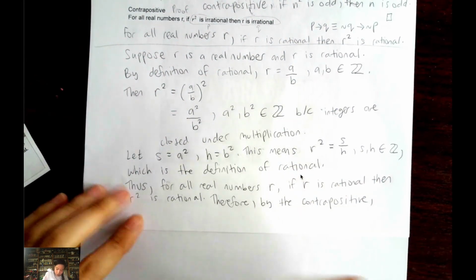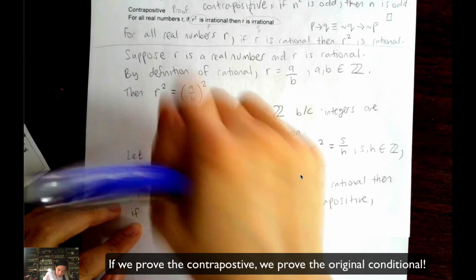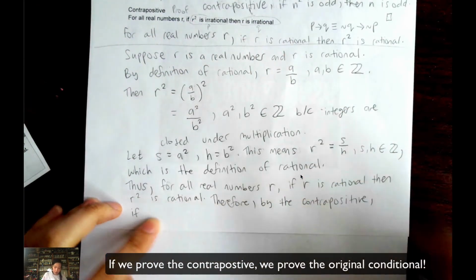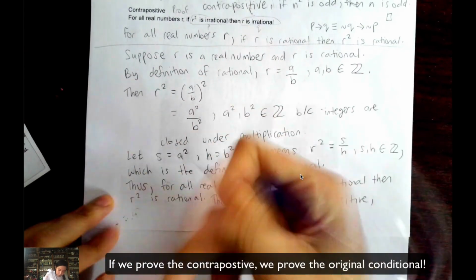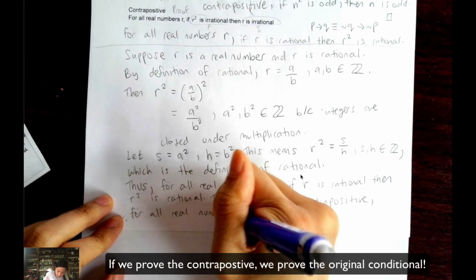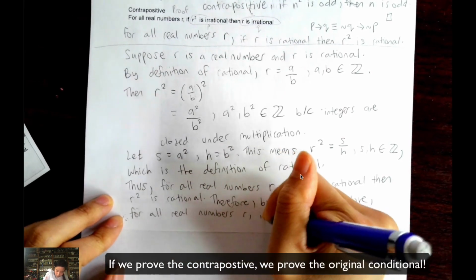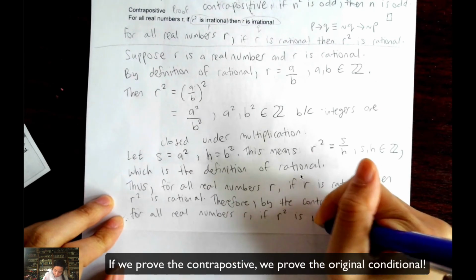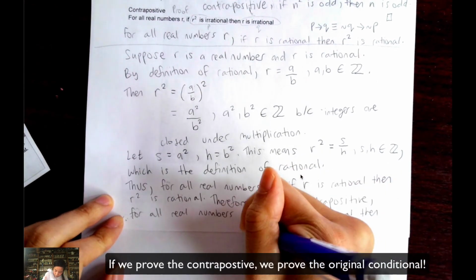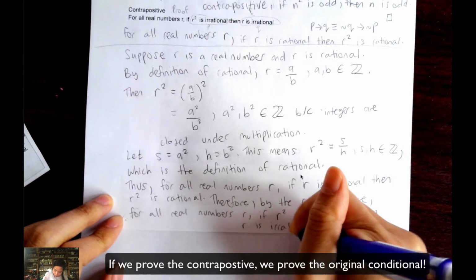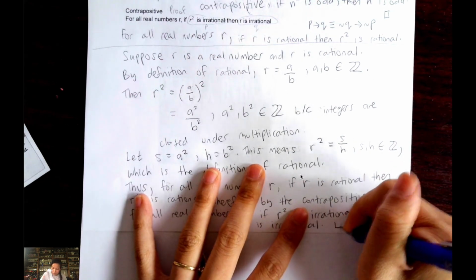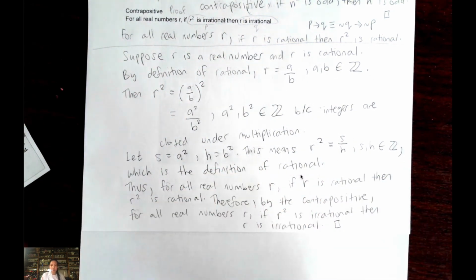because that's proven, we write the original if-then statement. So we say, therefore, by the contrapositive, for all real numbers r, if r squared is irrational, then r is irrational. And then you could put a little square right here indicating that you're done writing this proof.